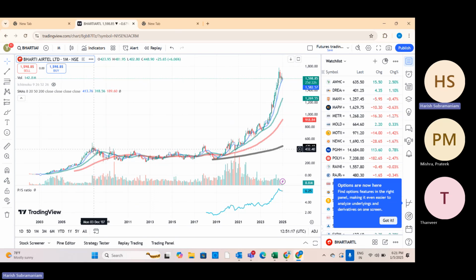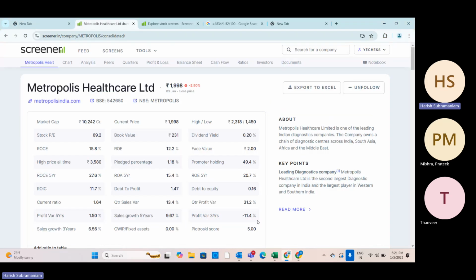But after that, from 2007 until 2019, okay, this stock has given nothing. Over 12 years, the stock has given nothing. Even now, if you look at it over the last few years, the company has given a good return seemingly. But let's look at Airtel.